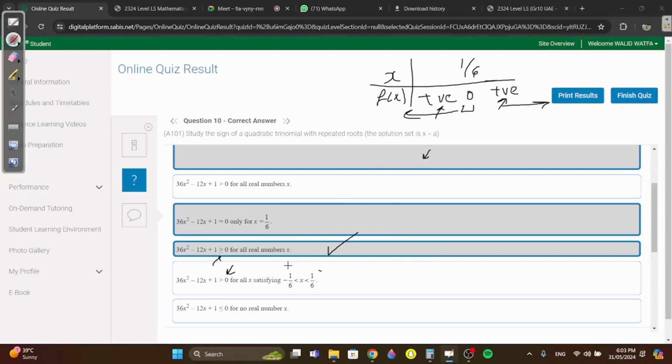It's greater than 0 in between minus 1 over 6 and 1 over 6. That's wrong, obviously. And then it's less than or equal to 0 for no real number x. Obviously, it's not negative, but it does equal 0 at one point. So is it no real number? No. Obviously, that's wrong. Is there part B?